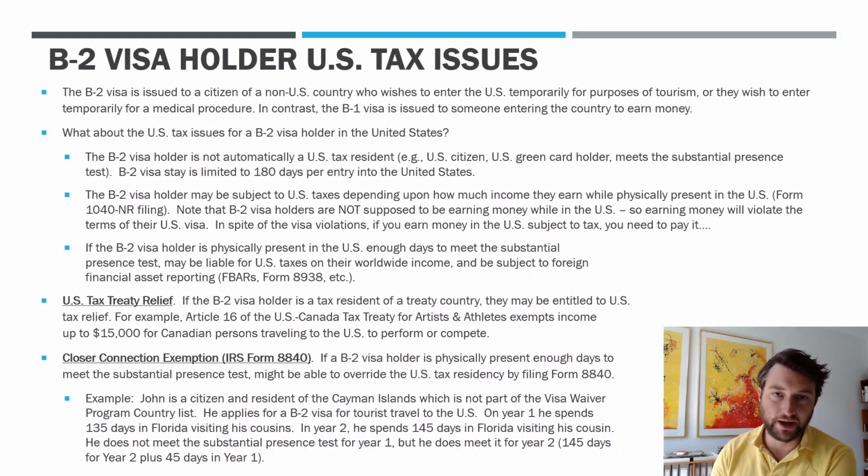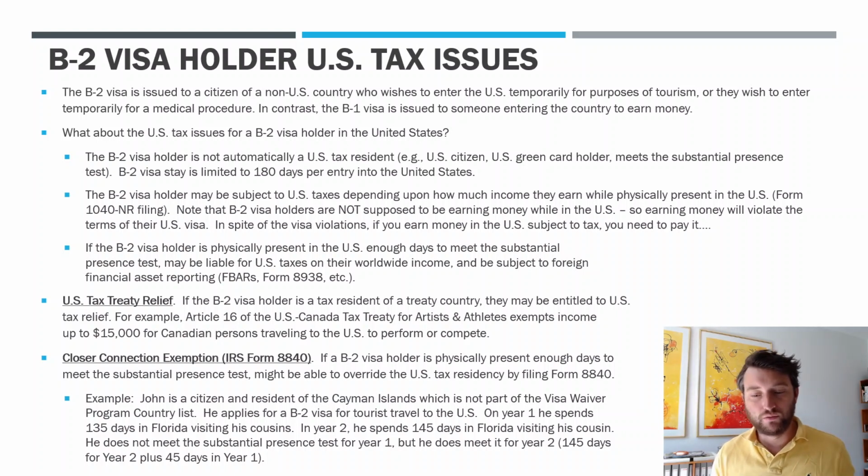Year two, he goes back, right? And he spends 145 days in Florida again, visiting his cousin. Well, he doesn't meet it for year one because it was only 135, but he is going to trip over the line in year two. And why is that? Because the way you compute the substantial presence test, the 183-day calc, you take all the days in the year you're looking at, so 145 for year two, and then you take a third of the days from the prior year. So he spent 135 days in the prior year, so one third of that is 45. So if you take 145 plus 45, you're at what, 190 days. So now he has tripped over the line, and he's now met the substantial presence test.